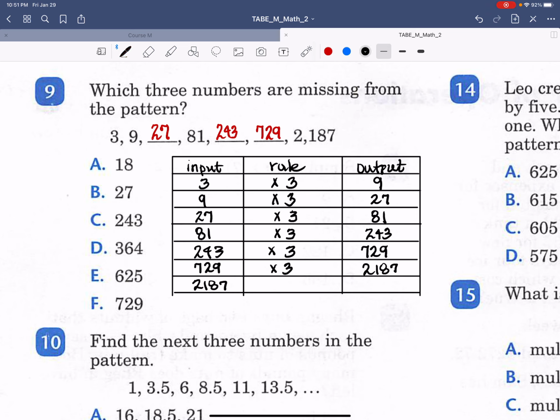Got to pick 3 to get this one right. So you've got the 27, the 243, and then the 729. Make sure you read very carefully. That's what I don't do. Which 3 numbers are missing from the sequence. So you have to tell them all 3 to have full credit on this one.